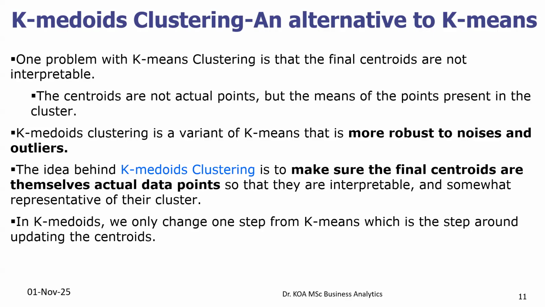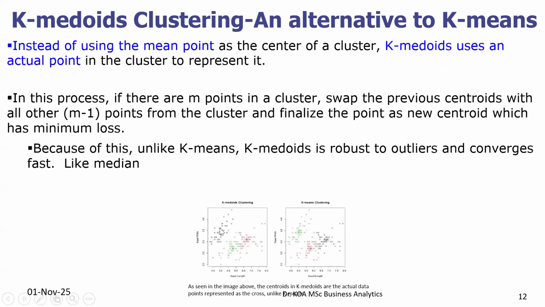Now in k-medoids, we only change one step from k-means, which is the step around updating the centroid. Remember that iterative process where you have to go through it again and update. That's the step that you have to change. So instead of using the mean as the center of the cluster, you use the actual data point. Again, this is a sort of repetition of what I said.